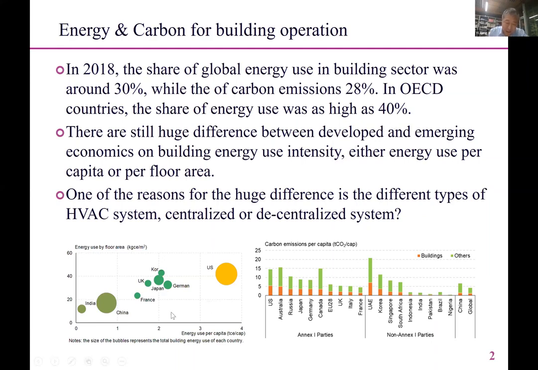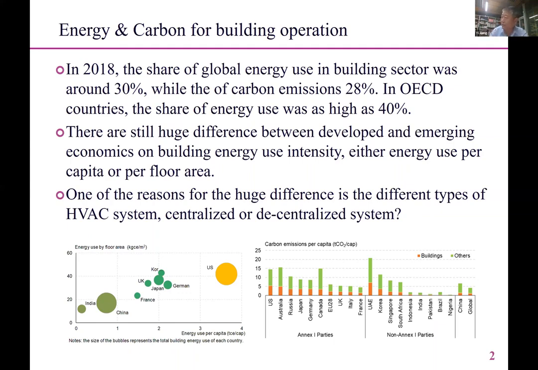And there is still a big difference between the developed countries and the emerging countries. In the left corner, this shows the building energy used per head on the horizontal axis and per square meter of building floor on the vertical axis. You can see there is a really big difference. On the right side is the CO2 emission per head. Different countries also seem quite different, where the red is the building's responsibility for the CO2 emission. Why is there such a huge difference? One of the reasons is the different types of HVAC system.